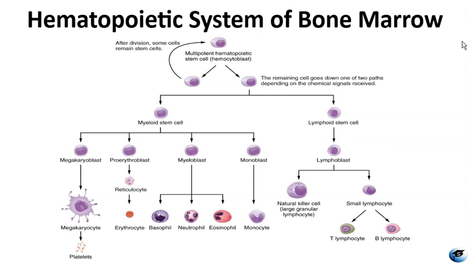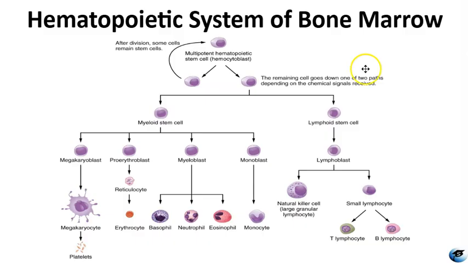eosinophils, which combat parasites and participate in allergic response, monocytes, which circulate in the blood and differentiate into macrophages and dendritic cells. Then the lymphoid lineage produces B lymphocytes, which mature in the bone marrow and produce antibodies, T lymphocytes, which mature in the thymus and coordinate immune responses or kill infected cells directly, natural killer cells, which are part of the innate immune system and destroy virus-infected or tumor cells without prior sensitization.